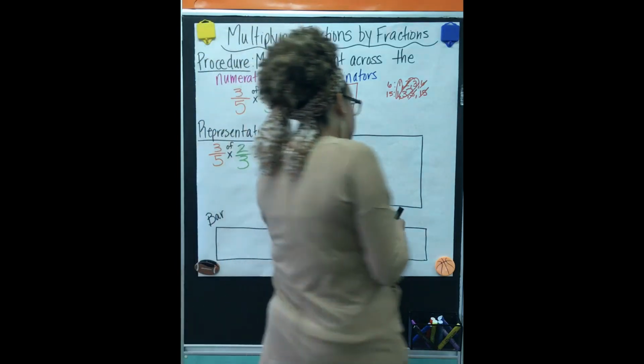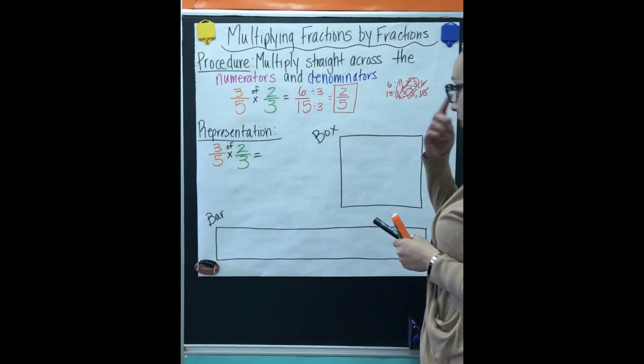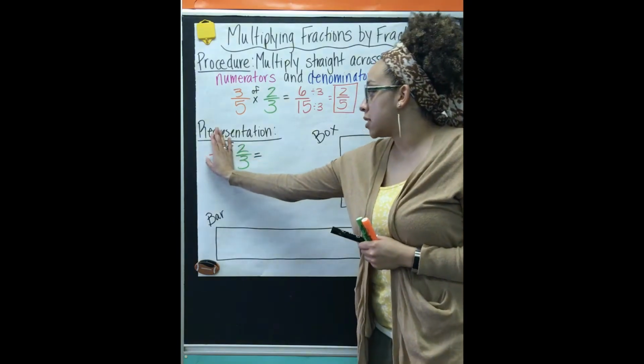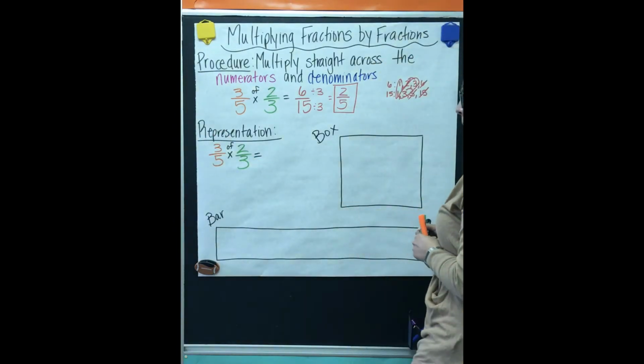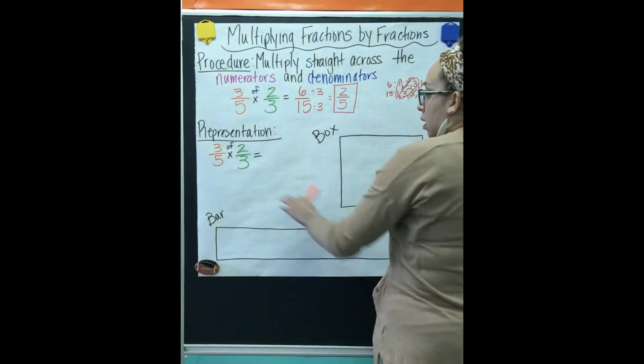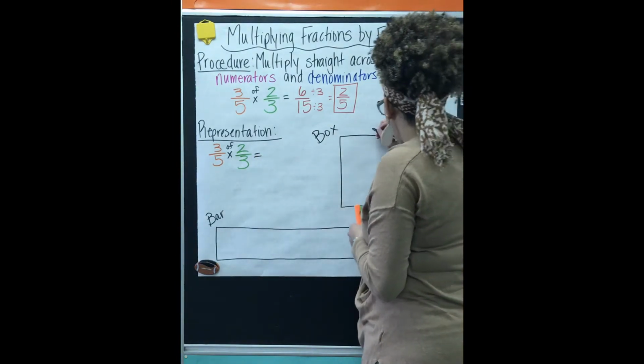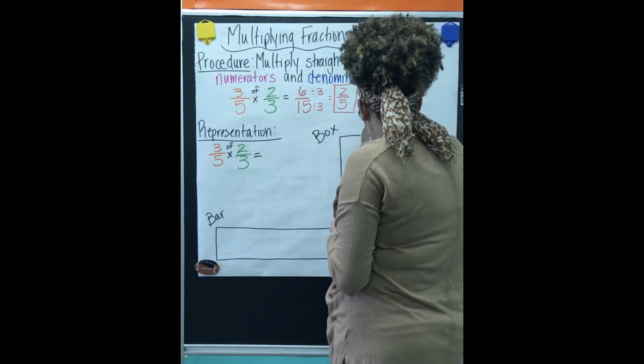We're just going to do our box model first. So we have to split our box into how many pieces? If we're just modeling this fraction, how many pieces is that? It's 3. And the reason we know that is because of our denominator. So we're going to split our box into 3 pieces.